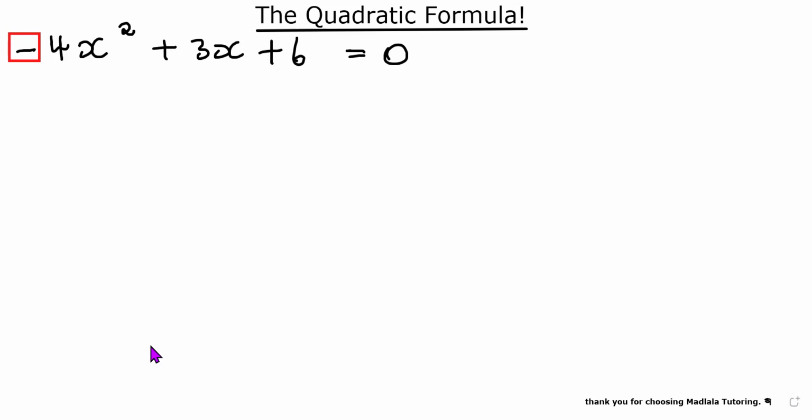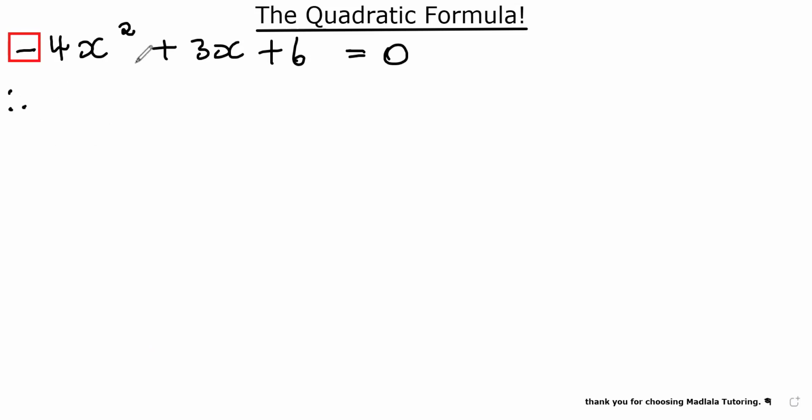So well, let's say they give you something like this one. They say, please solve for x in this case. You have negative 4x squared plus 3x plus 6, and this is equal to 0. All right? Now, even though it already looks as if it's in standard form, it's not really in standard form because the coefficient of x squared is actually negative. We really hate it when the coefficient of x squared is negative.